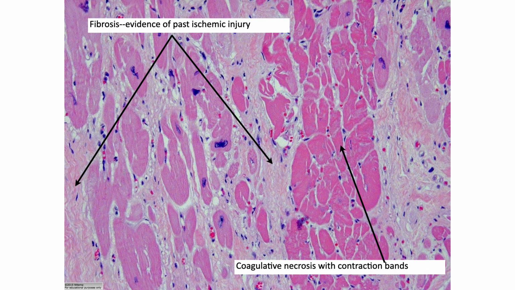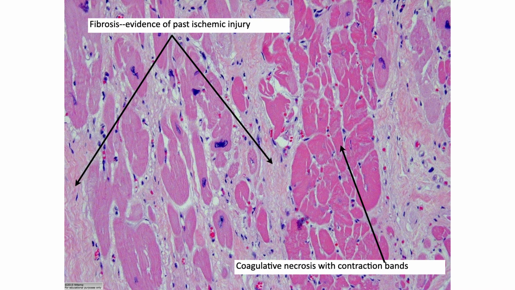So here we have fibrosis. It is evidence of old past ischemic injury, and then to the right of it, you can see coagulative necrosis. If you compare the cardiac myocytes on the right half to those on the left half, you can see on the right half are much more eosinophilic. You don't see nuclei. You see some contraction bands, and then that's coagulative necrosis.